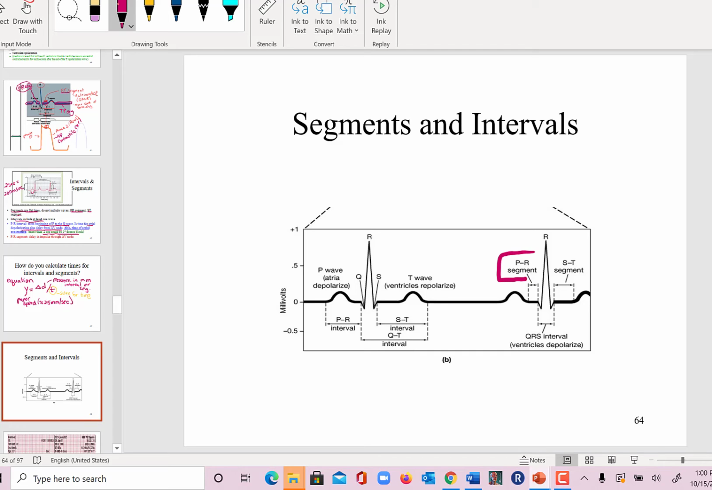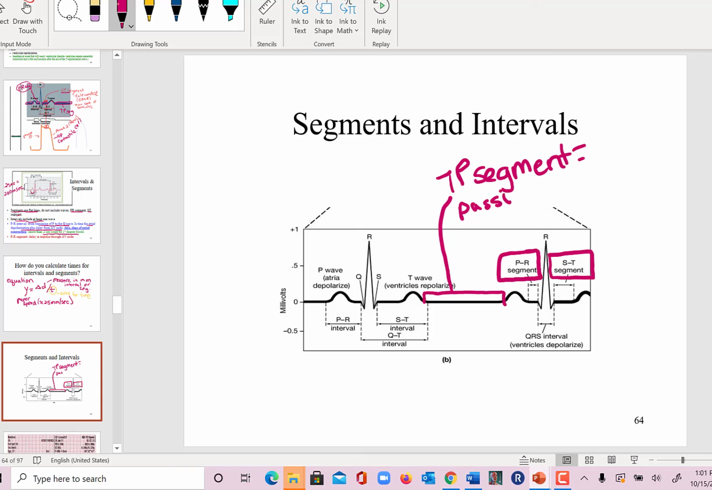Here is the PR segment, which represents the delay through the AV node only. Here is the ST segment, which would be the time when we would assume the ventricles are contracting. But here's another segment you need to know, the TP segment. The TP segment is extremely important. It represents the time when all of the ventricles are at rest. It represents passive ventricular filling.